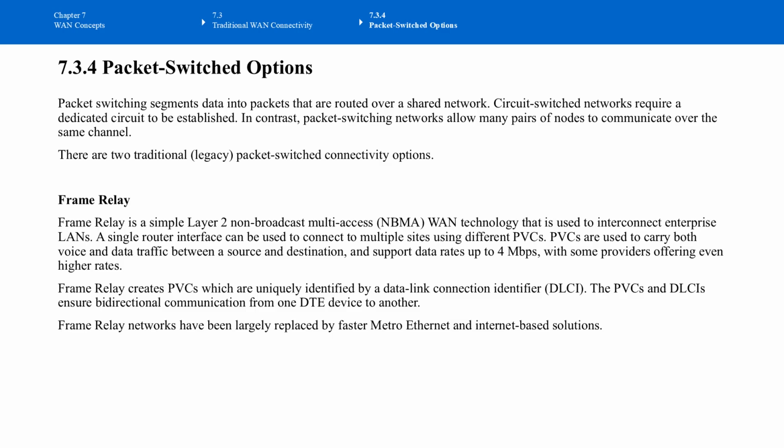Now let's talk about packet switch options, also the frame relay. Packet switching divides data into packets and sends them across a shared provider network. Unlike circuit switching, there is no dedicated physical circuit for each communication session. Many customers can share the provider's network. Frame relay is a legacy Layer 2 WAN technology used to connect geographically separated LANs. A major advantage was that one physical router interface could connect to multiple remote sites.